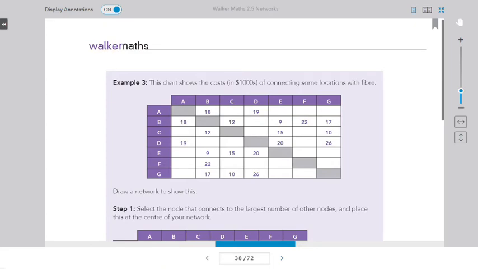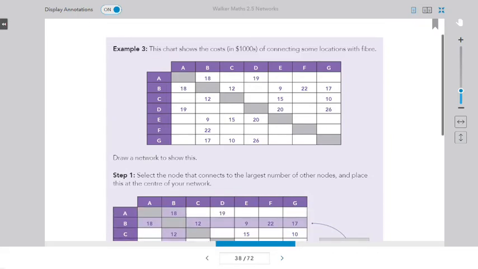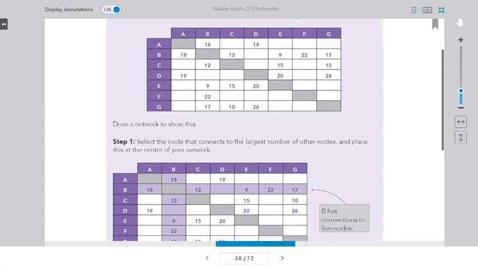Here's one that shows you the dollar amount in thousands for connecting locations with fiber. So in this particular instance, they just have a bunch of locations, all labeled A, B, C, and D, so no names for them, just letters for them. And we want to draw a network to demonstrate this data. So this one's slightly different. It's going to require a little bit more work.